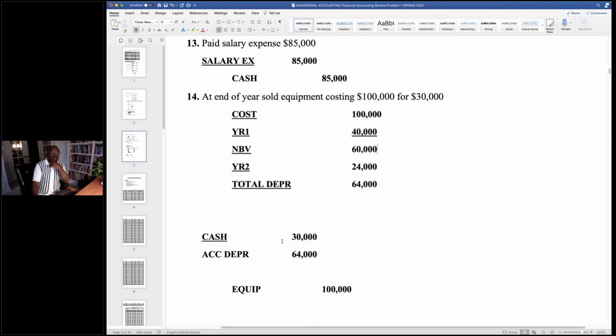So we go back to our journal entry. We put the depreciation in. We put the cash in. The equipment is 100, but we're not balanced. So what are we going to do? Got to balance it out. So we got a loss on this equipment.